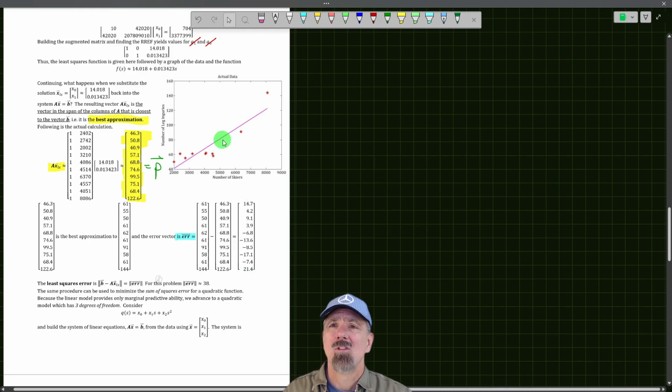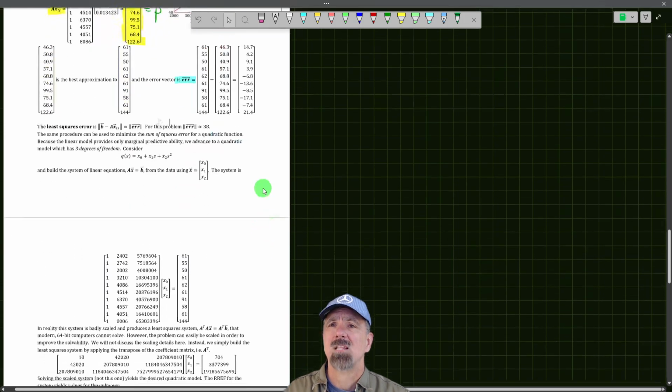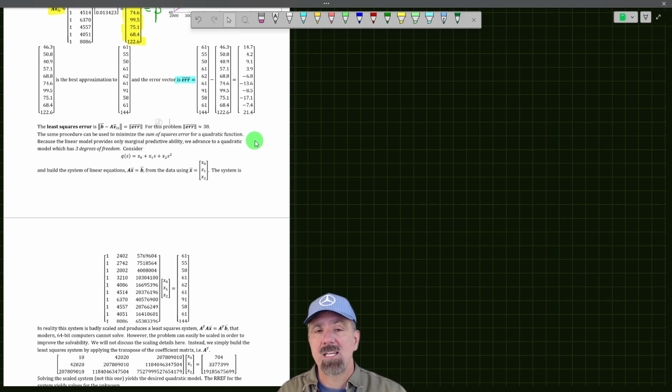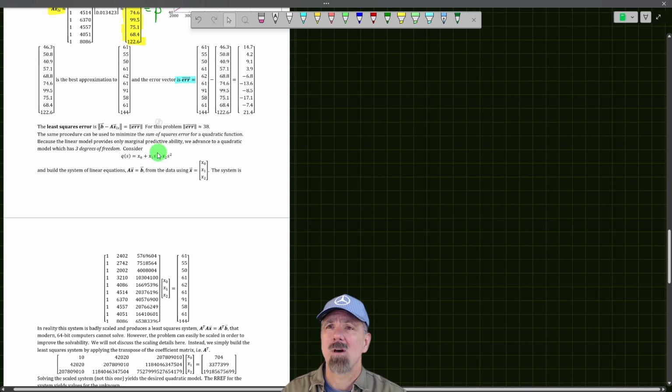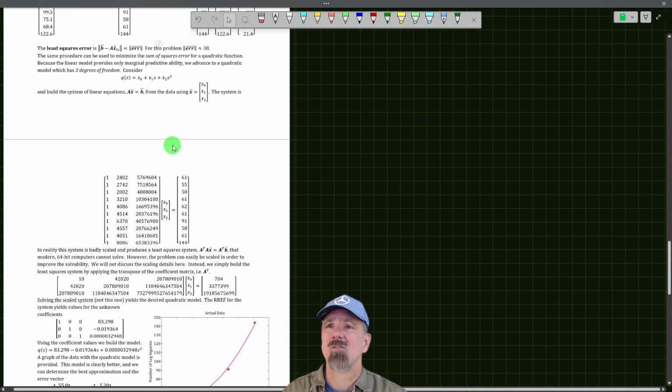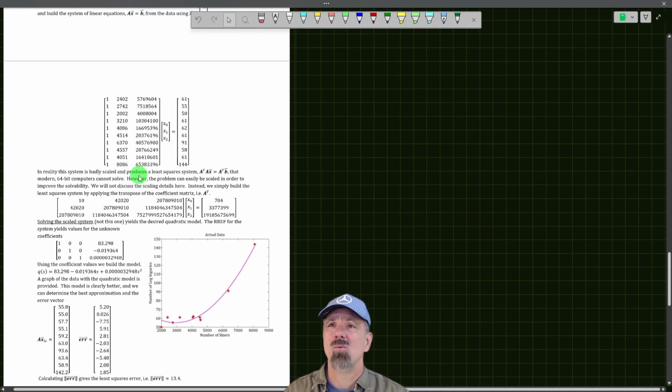So the graph tells us that we don't have a great model, and the error vector is also pointing in the direction of the fact that we don't really have a great model. The least squares error calculation is 38. That's the magnitude of the error vector here. And so what do we do? We change our model. We're going to improve. We're going to do what Strang talks about at the end of section 4.3, which is to use a quadratic model. I'm not going to walk through the details of the quadratic model because you're familiar with this, but we set up our equations and do everything that we normally would do.